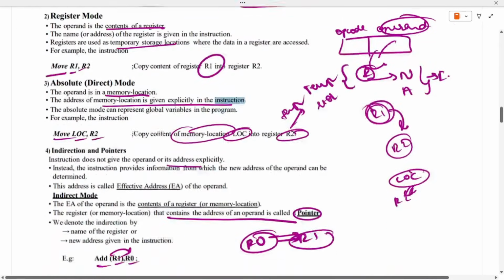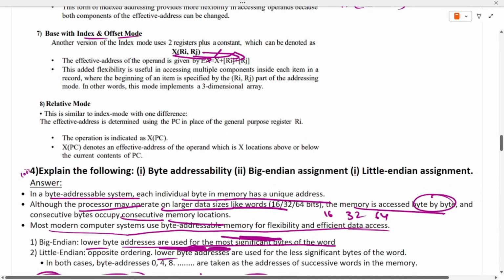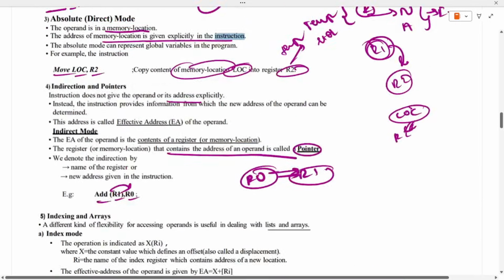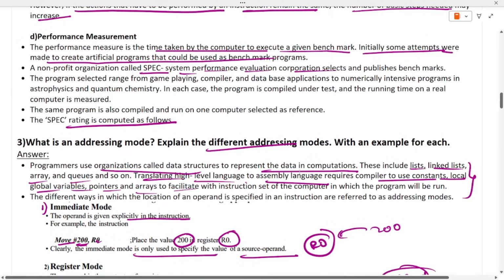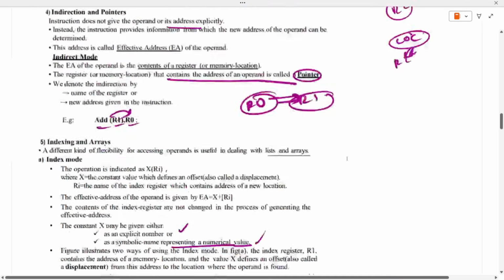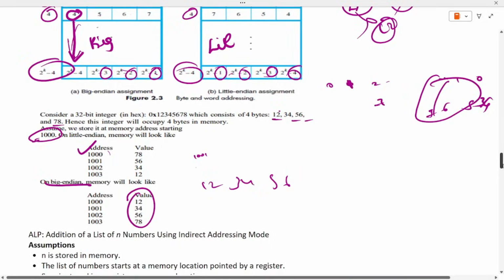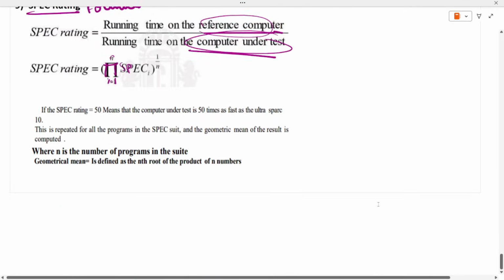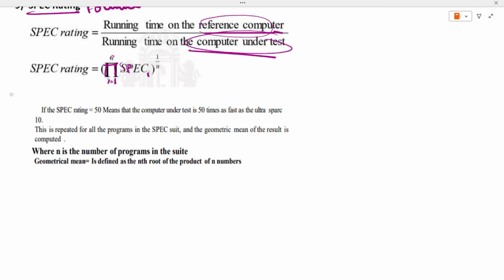SPEC rating was there, right? Yeah, here it is the System Performance Evaluation Corporation, and you can understand this easily. The value of i lies from 1 to n, and if the test is run 50 times, the SPEC value will be 10.